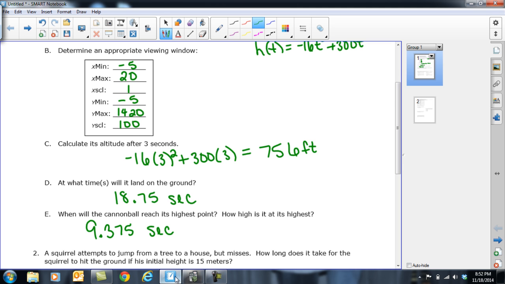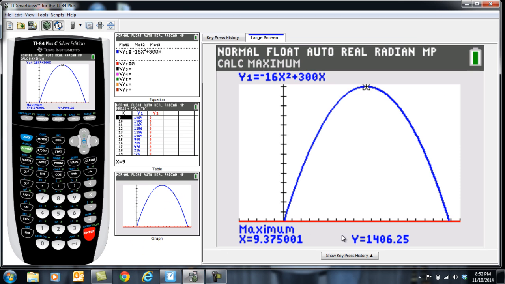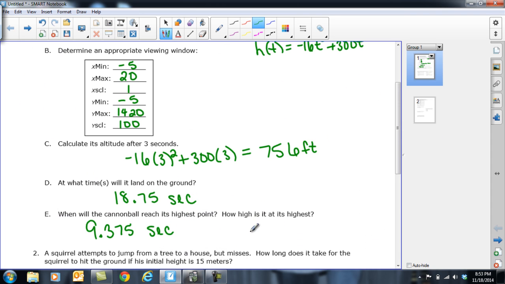How high is its highest point? That's this value over here. And if you remember when we looked at our table, it went from 1404 to 1400, so we knew somewhere in there it was going to change direction. Here's where it changes direction, at 1406.25. So its highest point is 1,406.25 feet. And that's how we find that. We just used our calculator, looked at the parabola, and did our math.